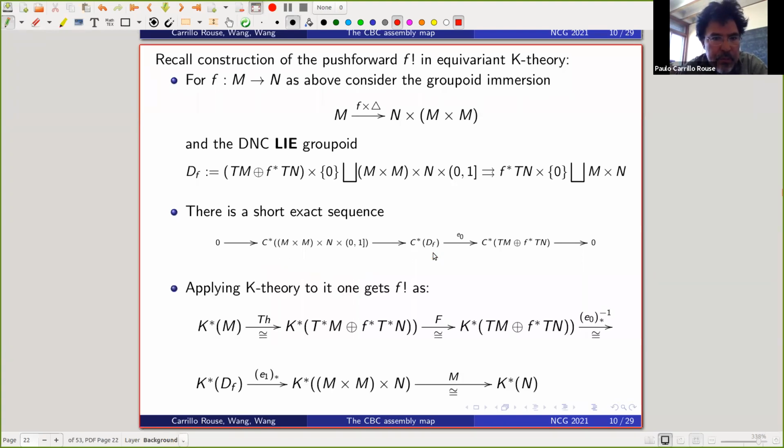In particular, you can define these Chern maps as taking the Thom isomorphism, then some Fourier transform, the morphism associated to some Fourier isomorphism between algebras. And then you take the deformation groupoid to conclude. The last map is in fact just induced by some groupoid Morita equivalence. This was already done by Connes in his book in 94.